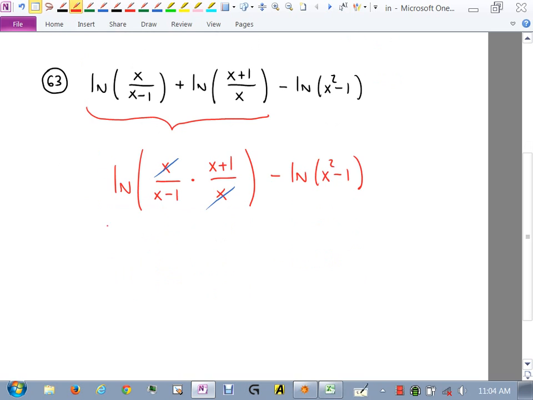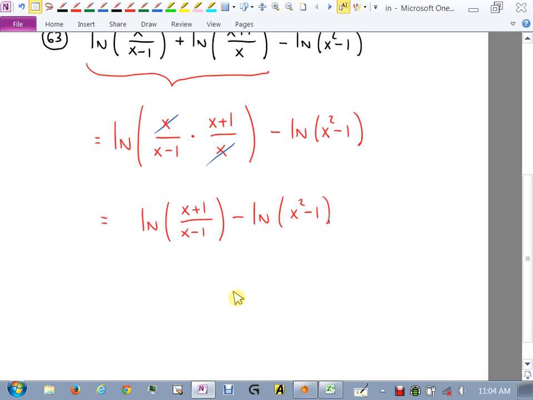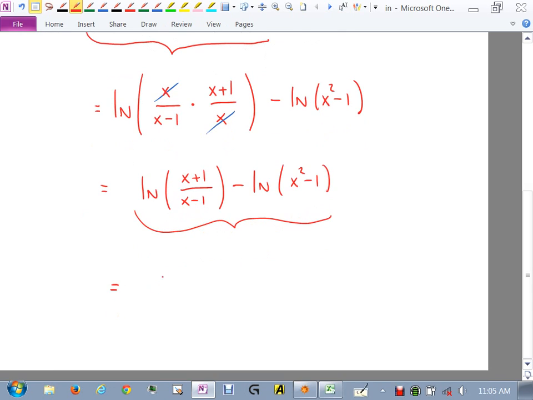So here's where I am. This is equal to natural log of x plus 1 over x minus 1, minus, then we still have this log. I would hope that already you're thinking this is the difference of squares, but I'm not going to deal with that until after I do the condensing of these two into one. So repeating the process, putting these two logs together into one log, but because there's subtraction, I'm going to use division instead of multiplication. So this becomes a single log.